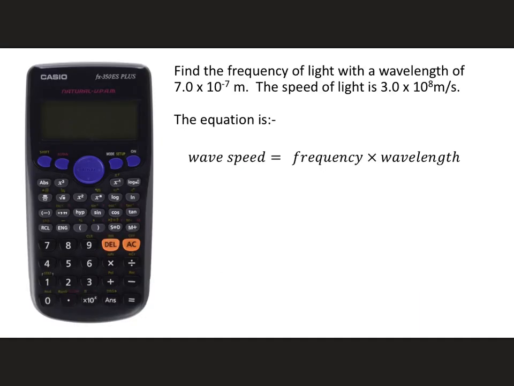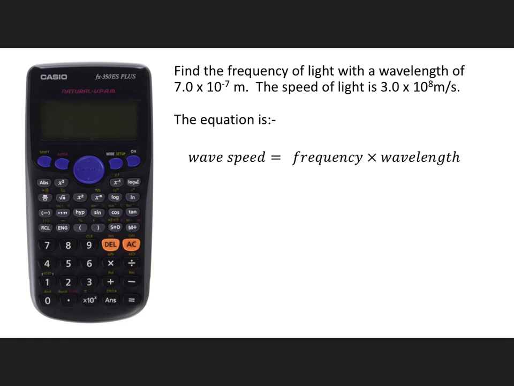Okay, so now we're going to look at an example which involves using calculations where the numbers are given to you in standard form. In this question, it says find the frequency of light with a wavelength of 7.0 times 10 to the minus 7 meters if the speed of light is 3 times 10 to the 8 meters per second. So I'm just going to run through this question with you now.